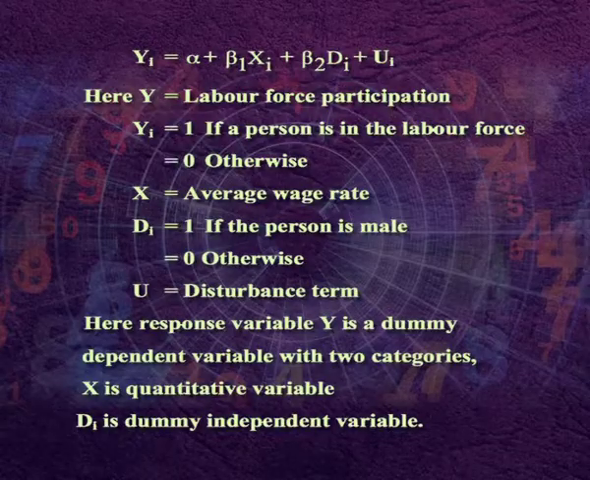To understand this, let us take two illustrations. Number 1, yi equal to alpha plus beta 1 xi plus beta 2 di plus ui. Here, y equal to labor force participation, and yi equal to 1 if a person is in the labor force and 0 otherwise. X equal to average wage rate, di equal to 1 if the person is male and 0 otherwise. U equal to disturbance term. Here, response variable y is a dummy dependent variable with two categories. X is quantitative variable and di is dummy independent variable.